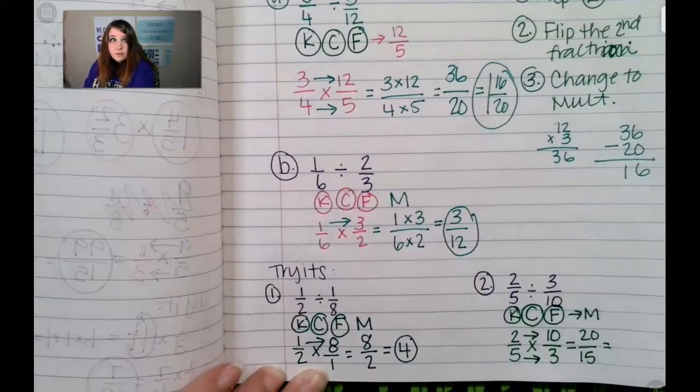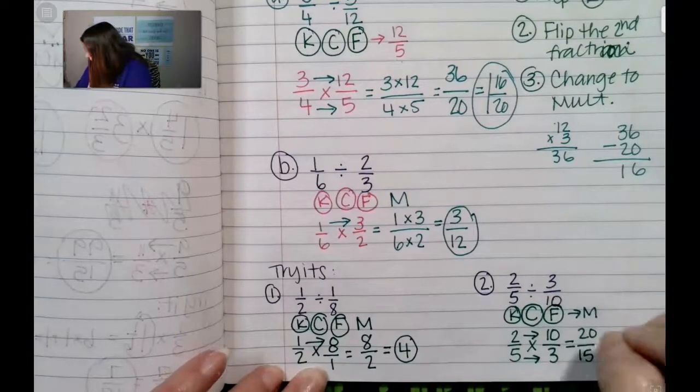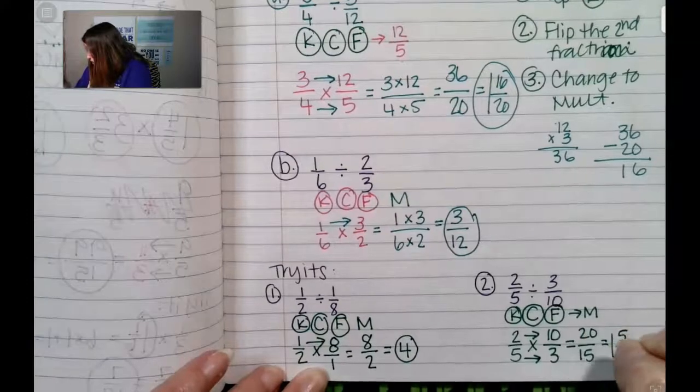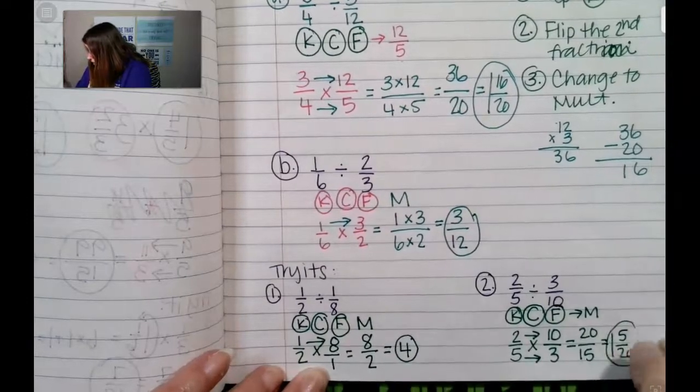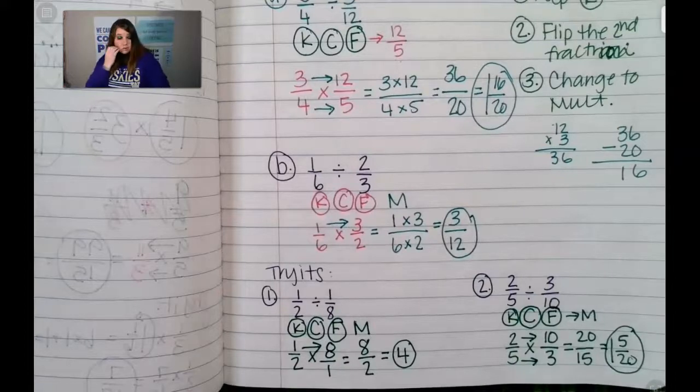How many sets of 15 can go into 20? It's just one, because then I get to 30. So 15, and then I have 5/20 left over. All right, how did you do on that one? Were you able to multiply straight across? Did you find your reciprocal? Where are you at?